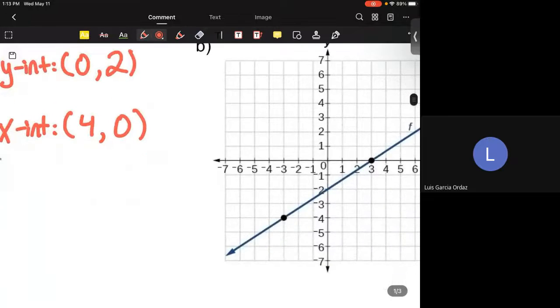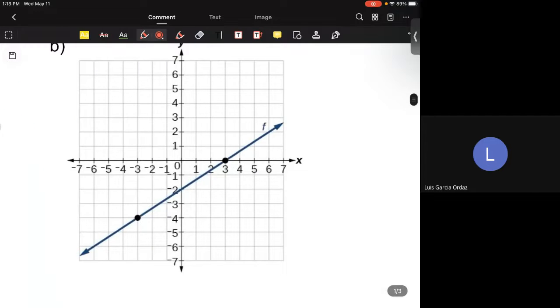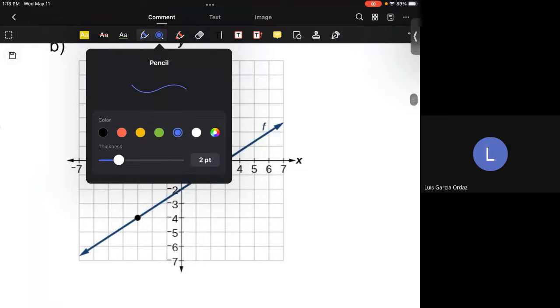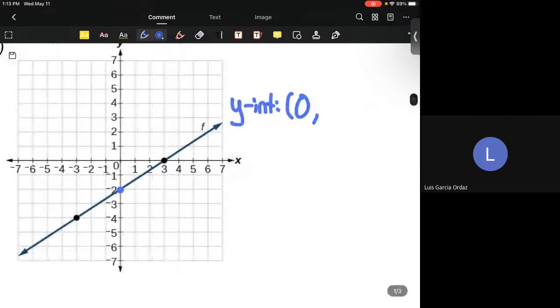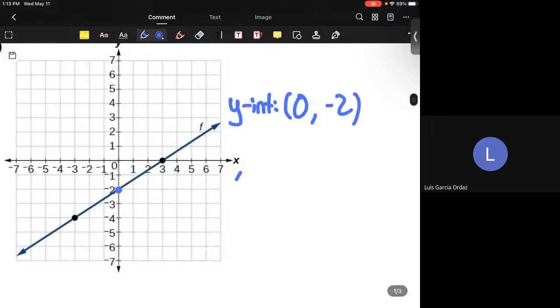Okay, for the next one, Sean, would you be so kind to tell me what the Y-intercept is for this line over here? I'm pretty sure it's 0. Yep. Yeah, 0 and -2. Perfect. Yeah. My good friend David, what is the X-intercept? It's 0 and 3. Flip it. Oh, 3 and 0. 3 and 0.